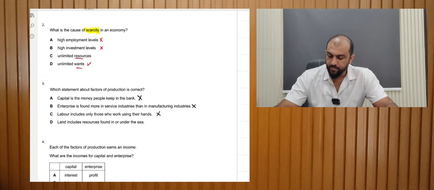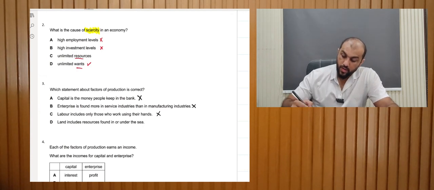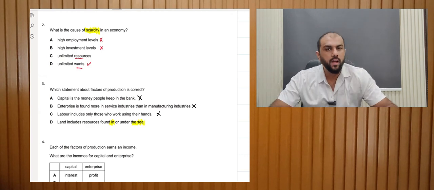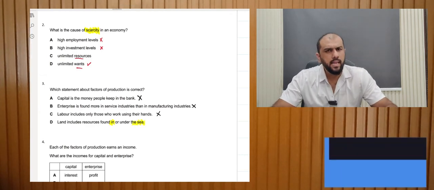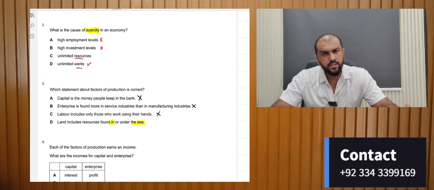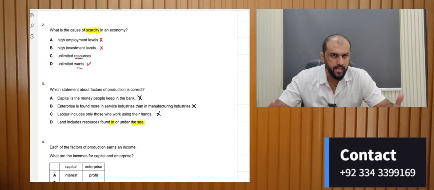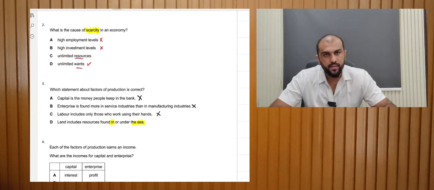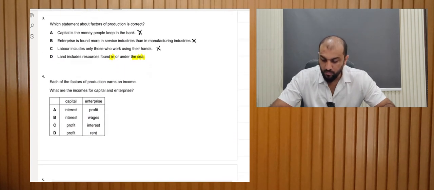So D, land includes resources found in or under the sea. Land is found on earth as well, and under or on the sea as well. Anything that is a natural resource is land. So D is the correct answer. Moving on.